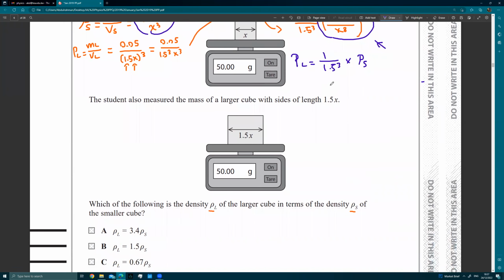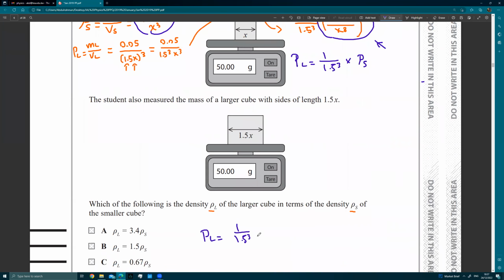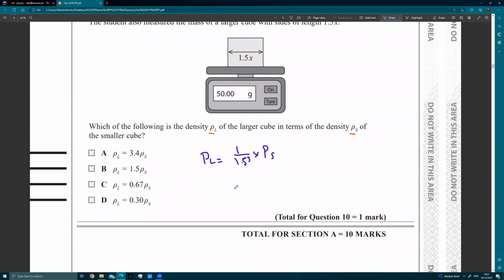And then you put this in your calculator. So PL is equal to 1 over 1.5 cubed multiplied by PS. Let's put that in my calculator. 1 over 1.5 cubed is 0.296 times the density of the small one. So that is what the density of the large one is equal to, which obviously rounds to 0.3. So the answer is D. I hope this helps.